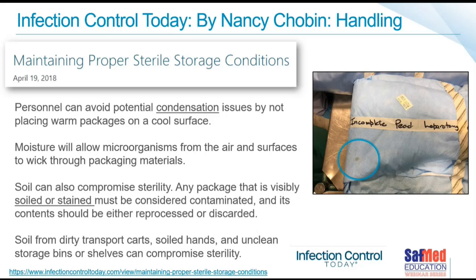So that is, as you can see in the picture on the right, an image of some form of staining. That item came out of the autoclave like that. I do not know what that is. I have no idea. Something relating to the steam, quality of the steam maybe, contaminants in the steam. So if that's on the packaging, what's inside or what's on the devices themselves? Soil from dirty transport carts, soiled hands, and unclean storage bins or shelves can compromise sterility.